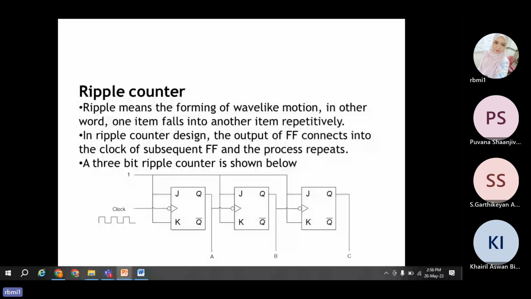Okay, here we have a 3-bit ripple counter made from JK flip-flops.